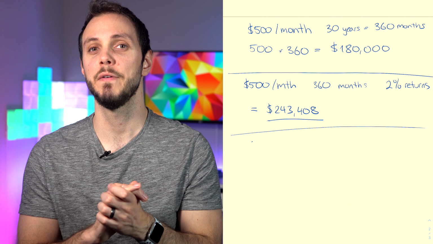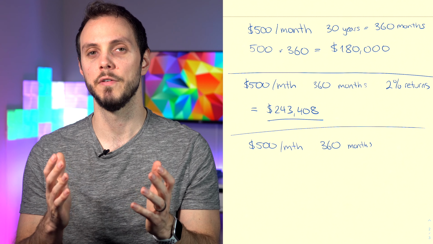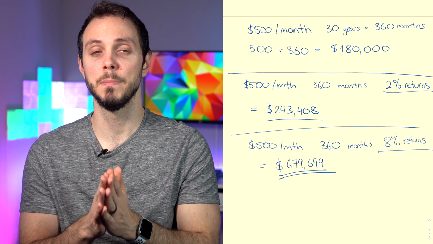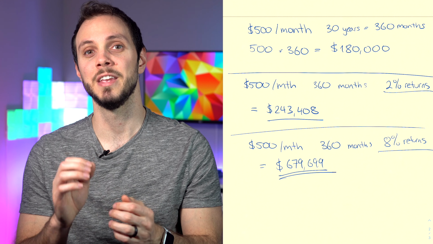Now, if we consider having a proper investment account offering 8% returns, you would have $679,699 saved. Again, it's the same $500 a month that you've been investing, but the interest compounds significantly. That's $500,000 more of your money that is just pure interest.